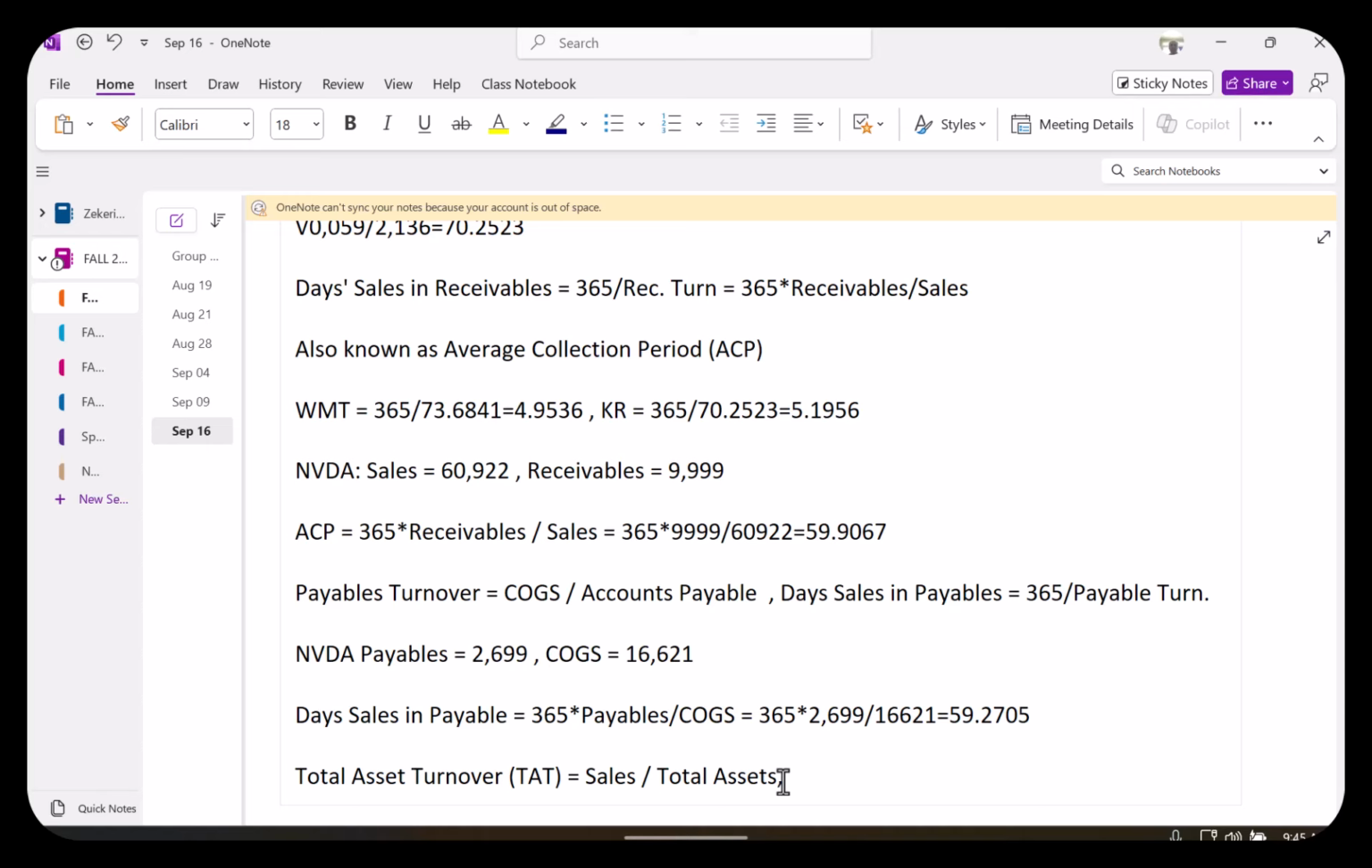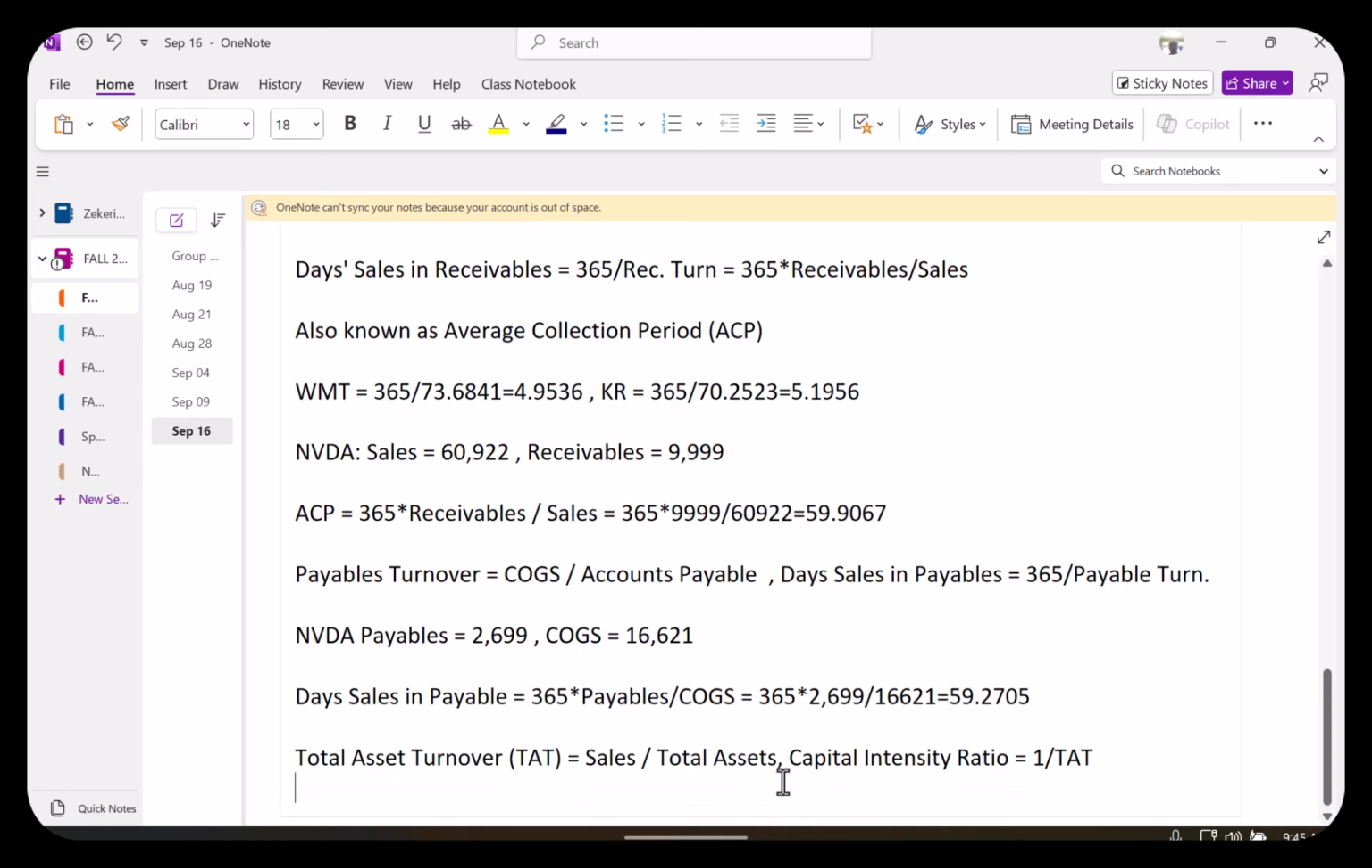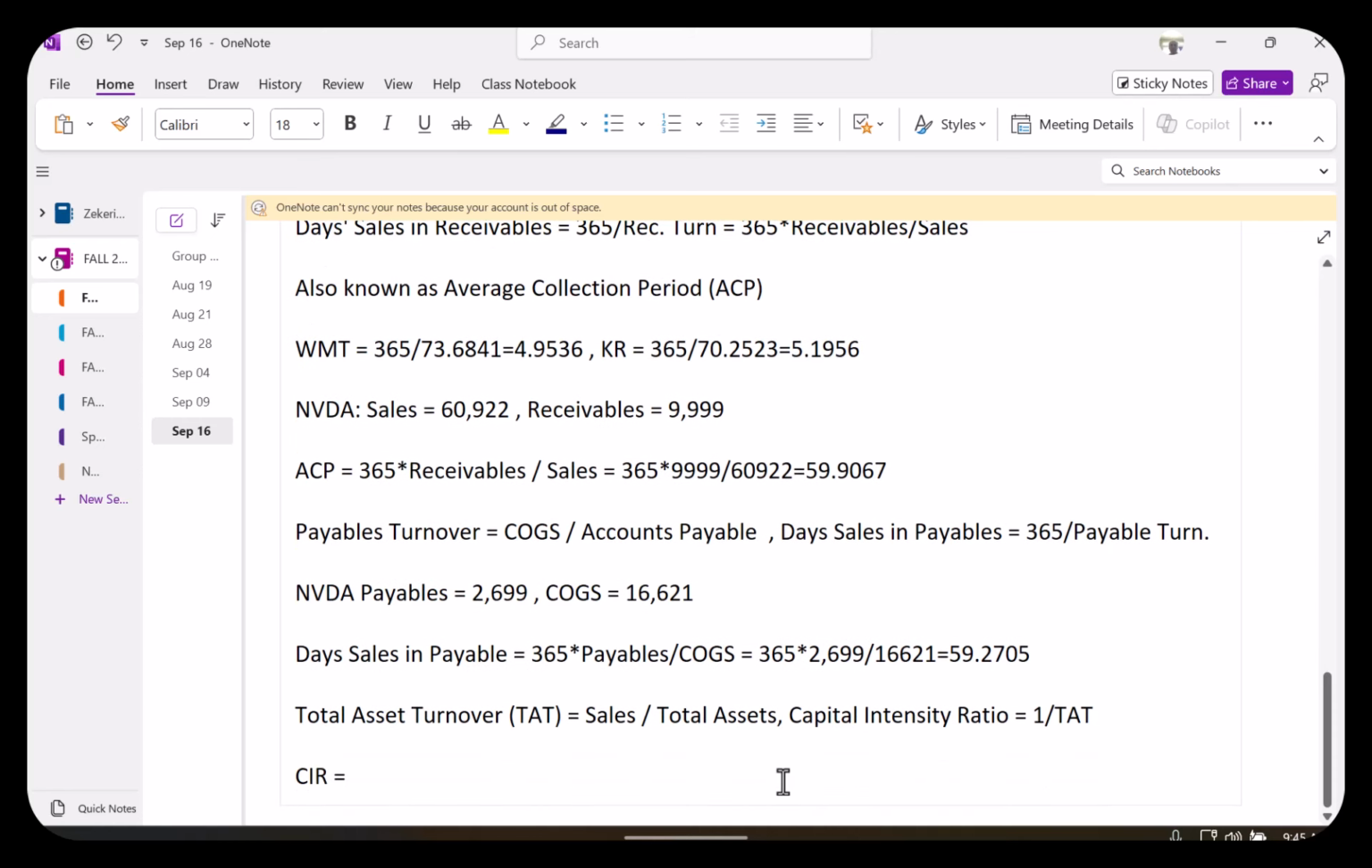There's a related ratio. It's called capital intensity ratio. That's simply 1 over TAT, or CAR, is equal to total assets divided by sales. Again, the relevant numbers are somewhat industry dependent.